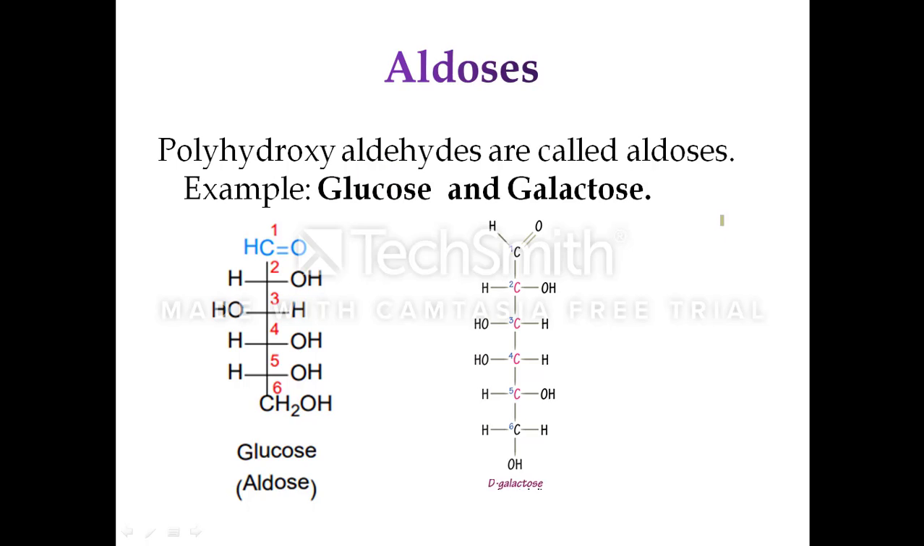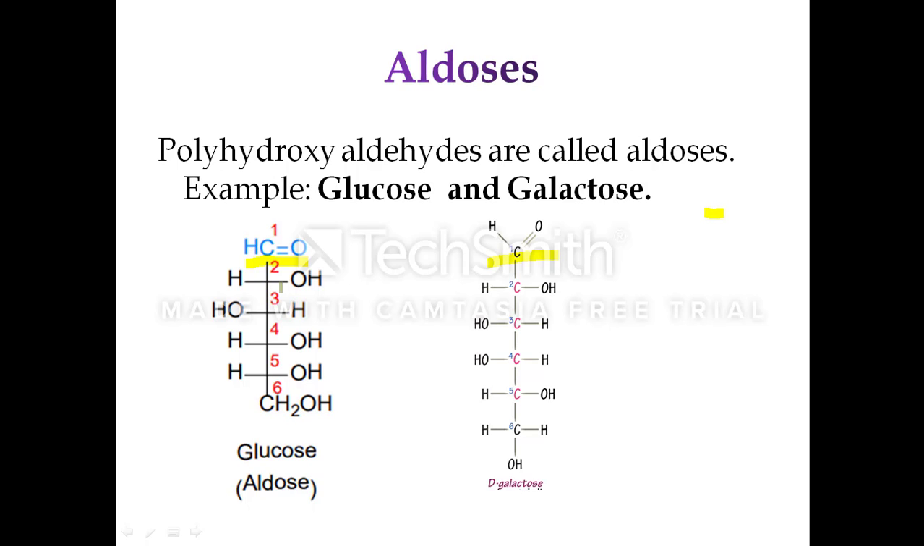Both glucose and galactose are monosaccharides. They have 6 carbon atoms in their skeleton. The general formula is C6H12O6. Here, in the first carbon atom in the glucose as well as in the galactose, we have the CHO group. CHO is the aldehyde functional group, located in the first carbon atom.